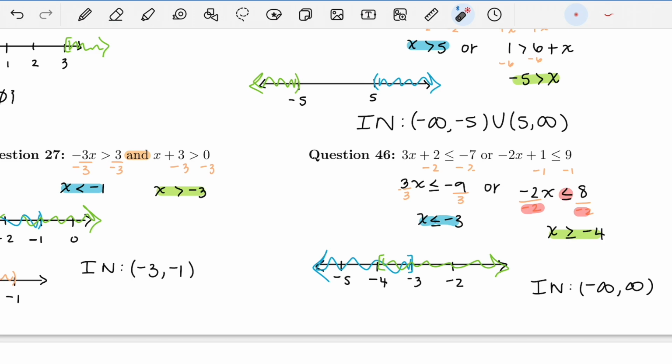If we look at this one, it's going to be all values less than or equal to -3. So all of these values up to -infinity here are going to be a solution. And on the other hand, we're also looking at solutions that are greater than or equal to -4. So looking at this number line here, this is going to be all real numbers. And then in interval notation, that'll be -infinity to +infinity.